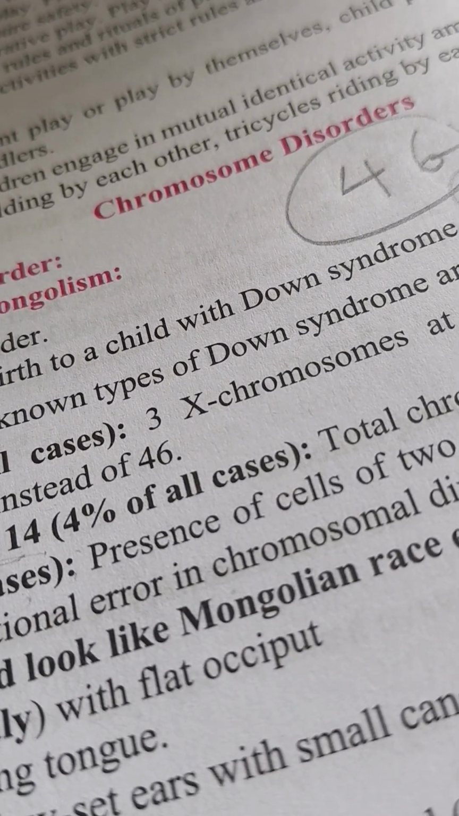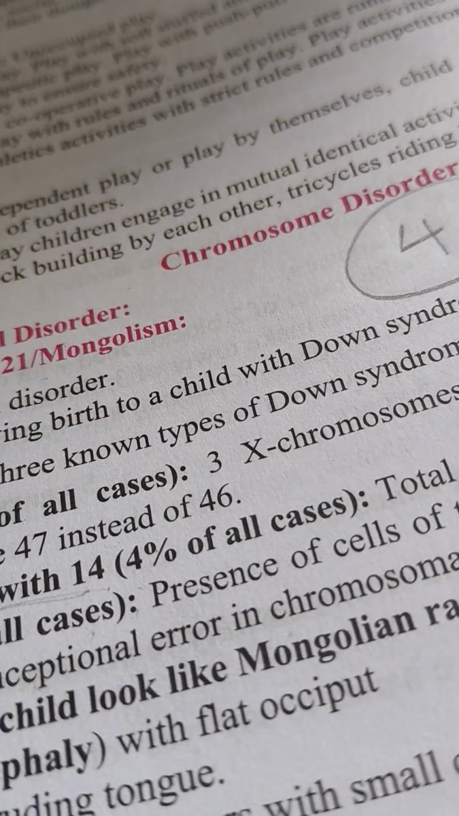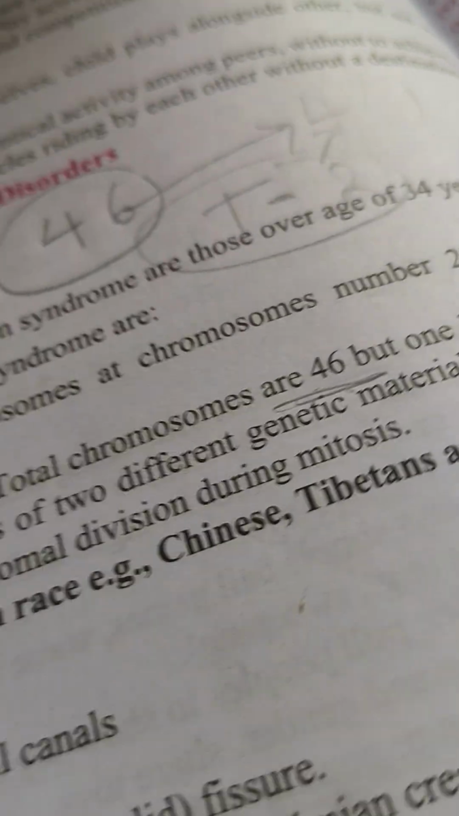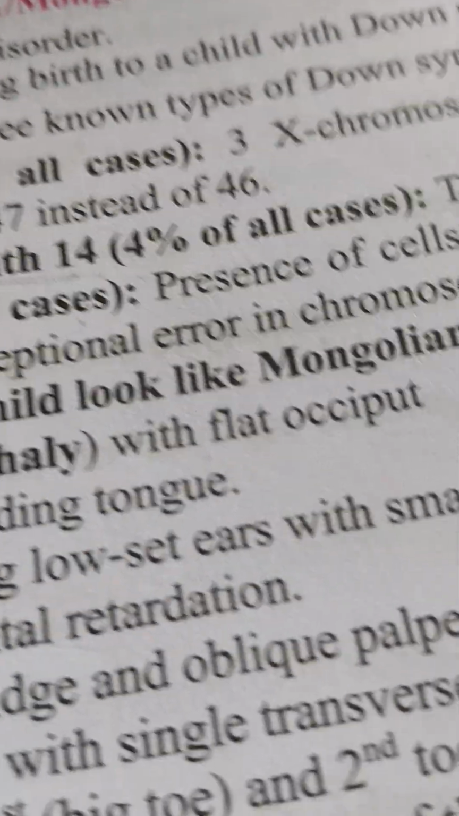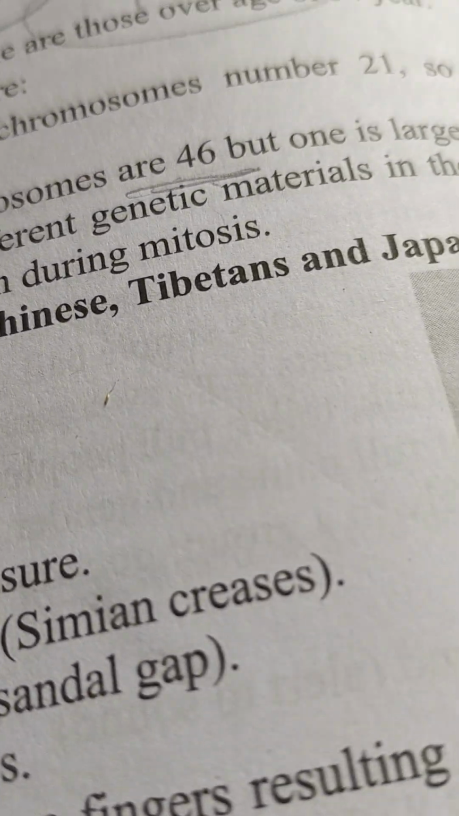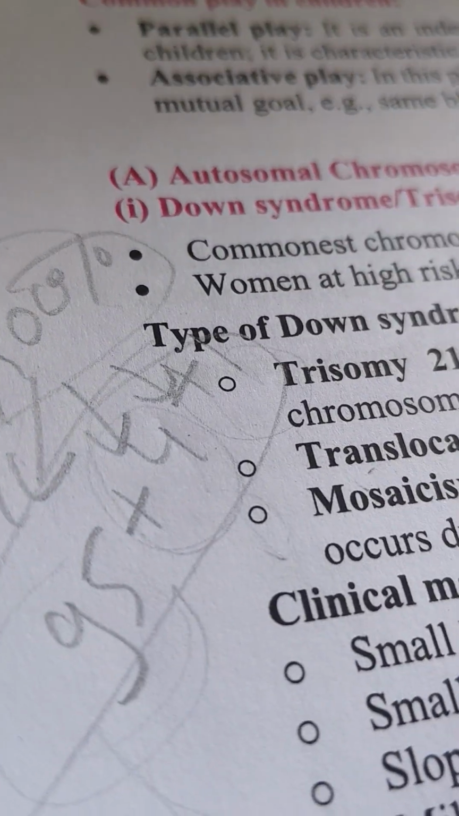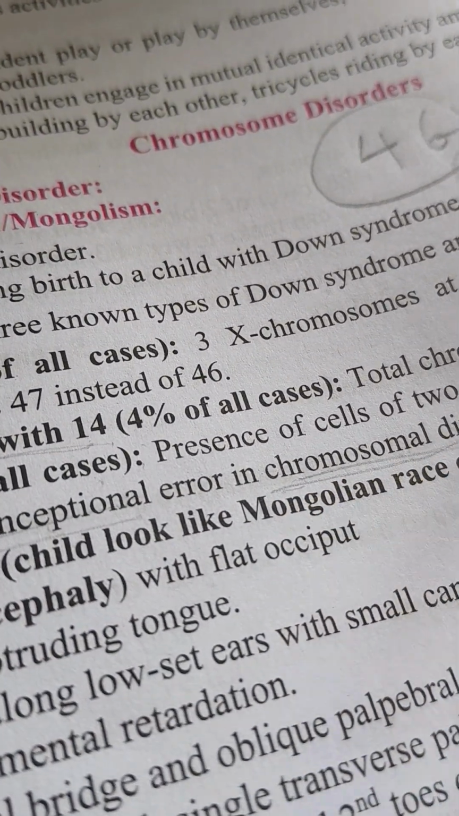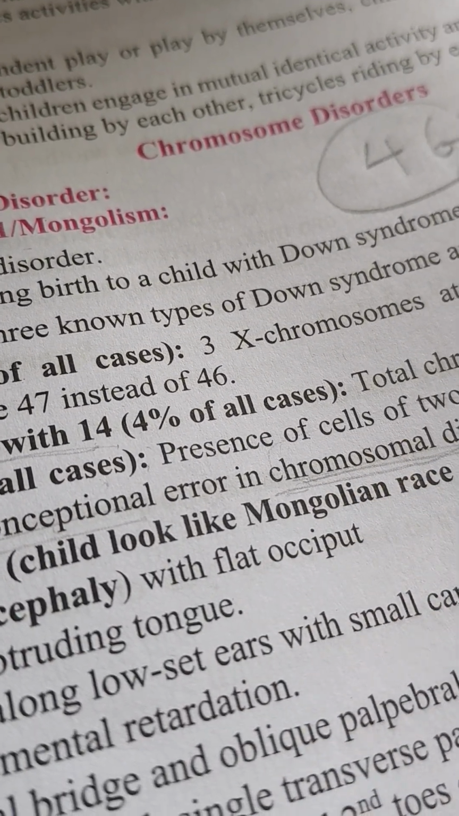They are supposed to have just one genetic material, but they are having different genetic material. The same individual is having different genetic material in their cells. That occurs due to a post-conceptional error in chromosomal division during mitosis. After conception there is an error in chromosomal division during mitosis.